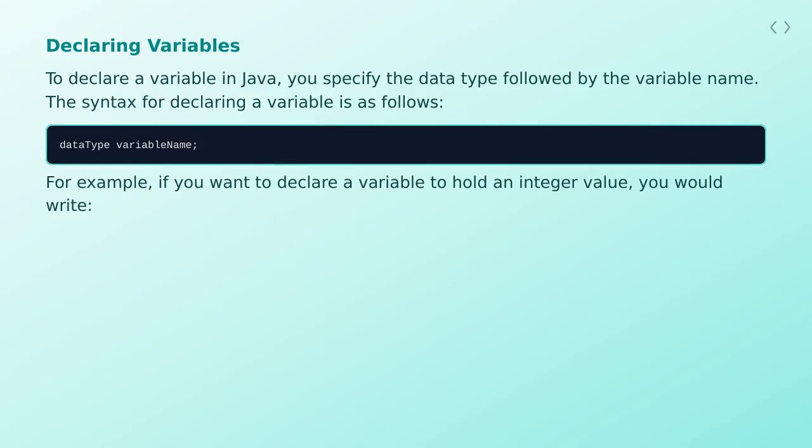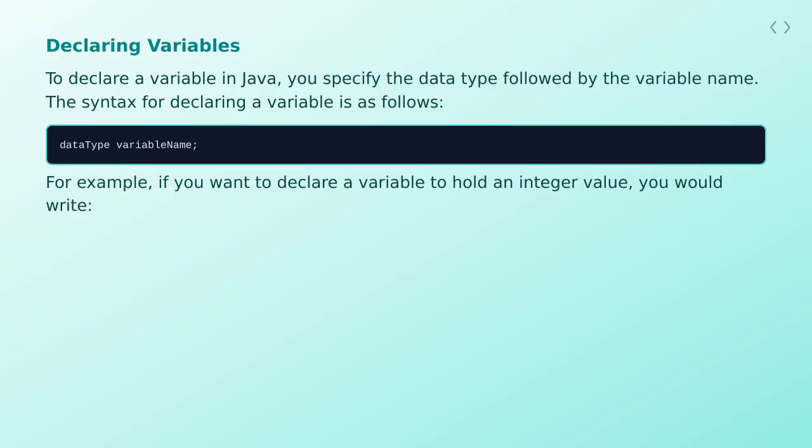Declaring variables, let's dig in. To declare a variable in Java, you specify the data type followed by the variable name. The syntax for declaring a variable is as follows. I'll let you read the examples on screen rather than reading every line aloud.